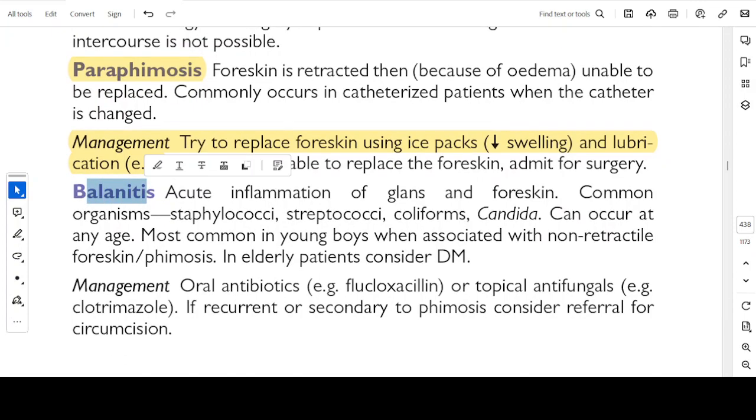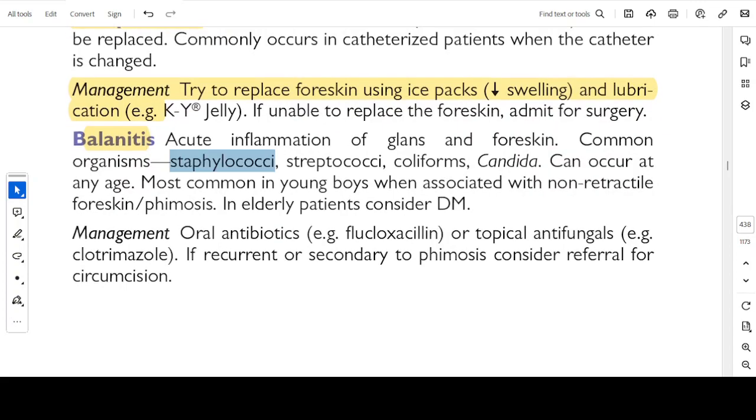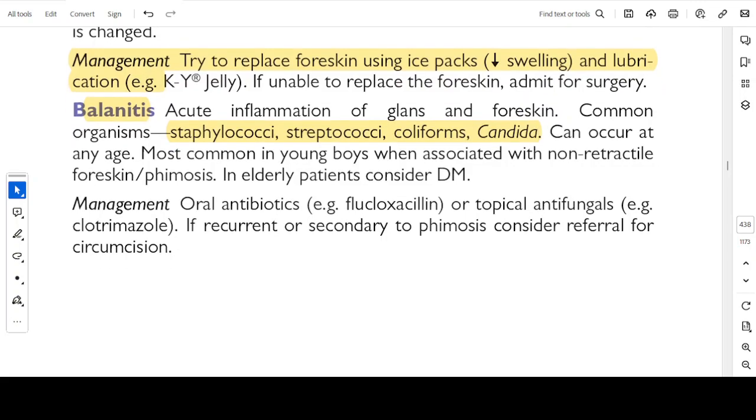Balanitis. Acute inflammation of the glands and foreskin. Common organisms are Staphylococcus, Streptococcus, coliforms and Candida. It can occur at any age, most common in young boys when associated with non-retractile foreskin or phimosis. In elderly patients, consider diabetes. Management: oral antibiotics, for example flucloxacillin, or topical antifungals, for example clotrimazole. If recurrent or secondary to phimosis, consider referral for circumcision.